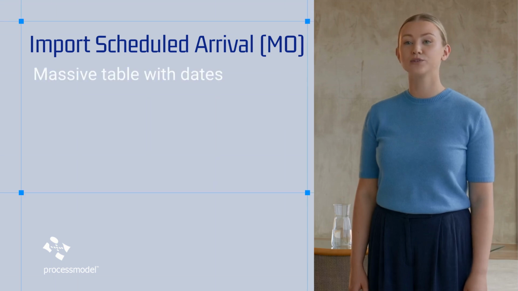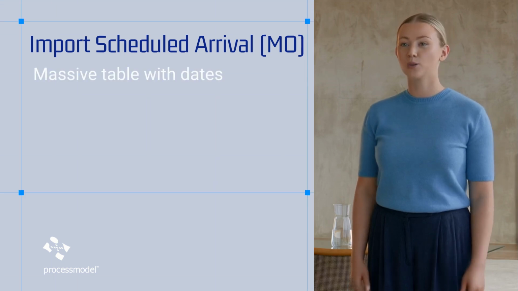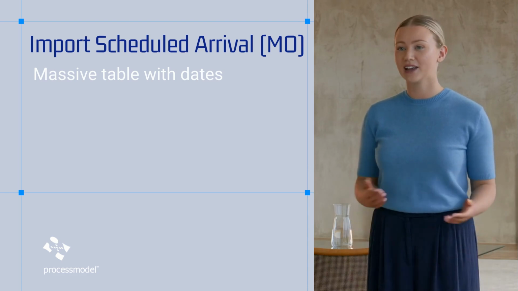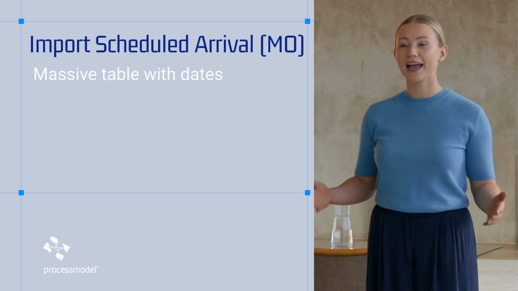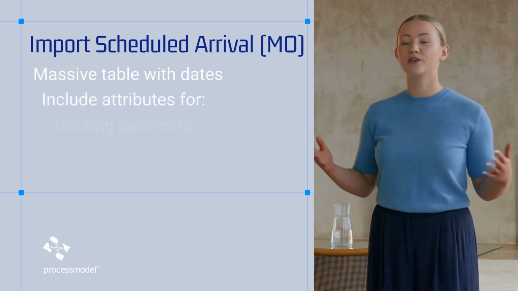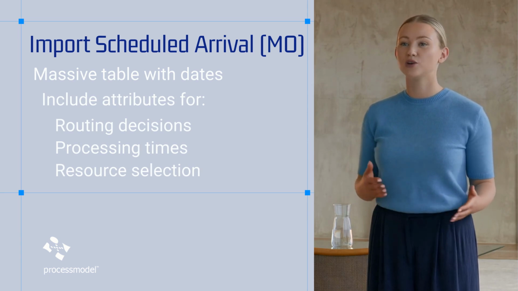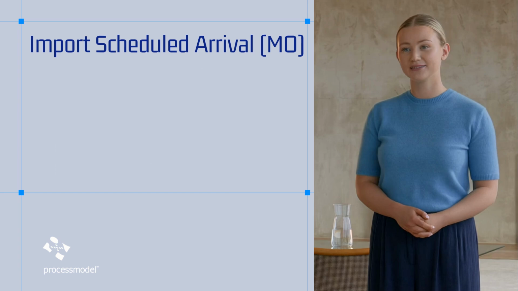Import scheduled arrivals model object. When you have thousands of arrivals with attributes, paste data from your systems. Import massive tables. Attributes can drive routing, processing times, and resource choice. It's the scalable way to rebuild real schedules in seconds.